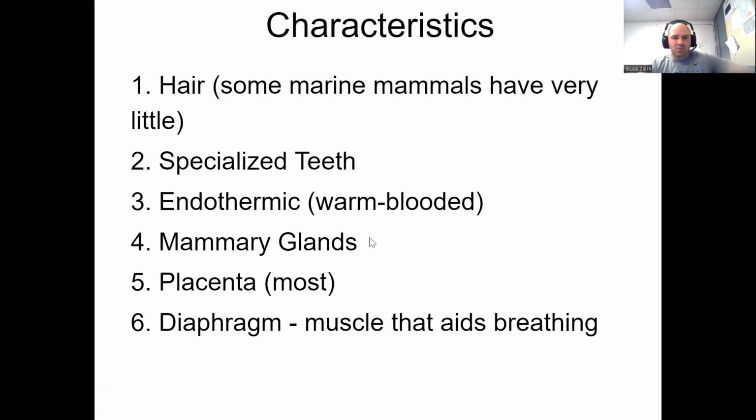We are endothermic. We're warm-blooded. Okay, we share that with the birds. That just means that we regulate our own body temperature. It's not dictated by our environment. We're the ones that dictate it. Mammals have mammary glands, meaning that they produce milk for their offspring. They also have a placenta and give live birth.